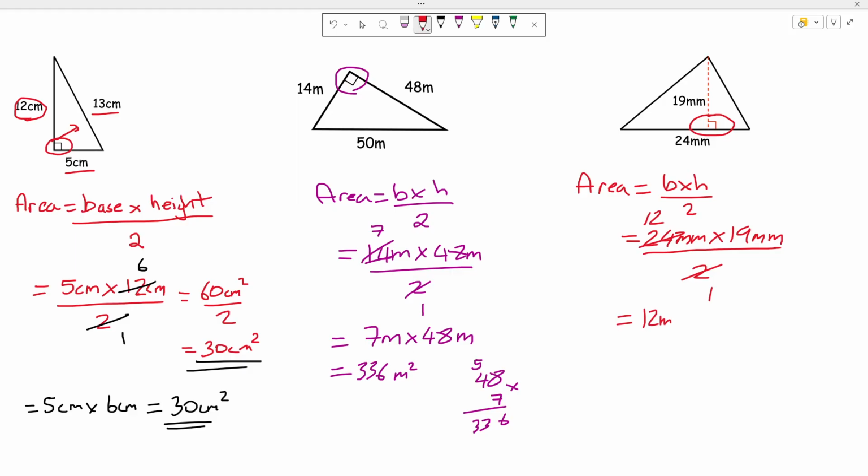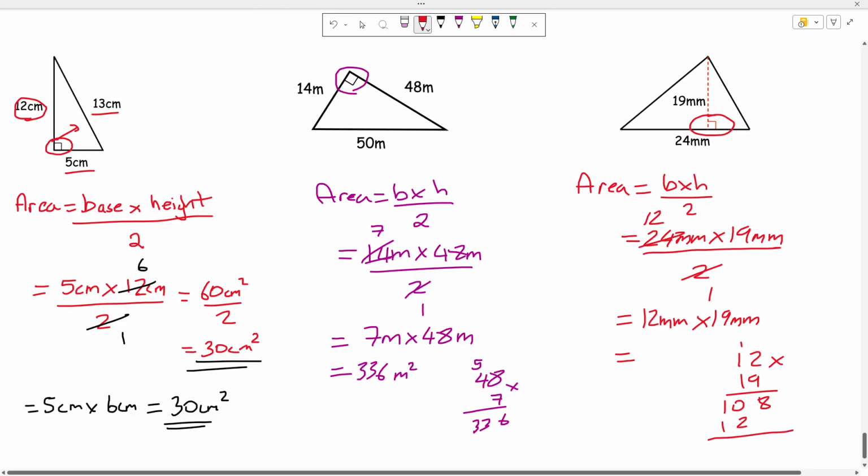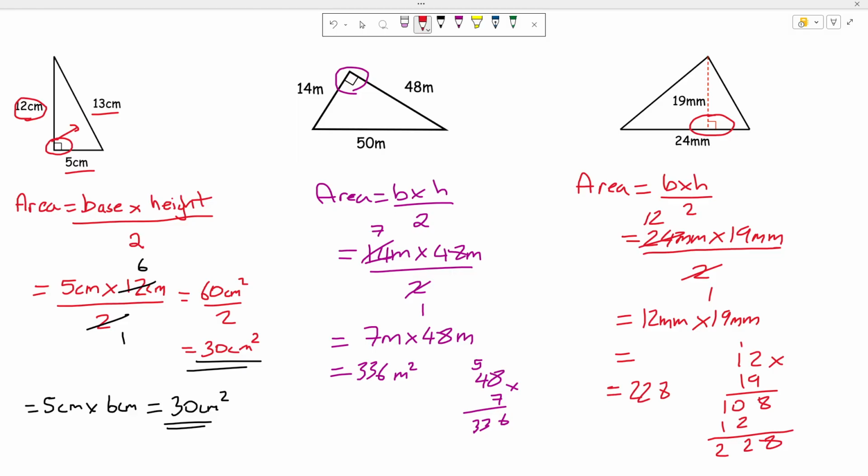So we have 12 mm times 19 mm, which is, let's multiply them, 12 times 19, 9 times 2 is 18, carry 1, which will give us 10, 2, 1, which will give us 2 2 8. And if you don't know how to multiply guys, I'll make sure to leave a link in the description below so you can go check it out. And the final answer here guys will be 228 mm². Always guys, do not forget to put the units as they are very, very important.